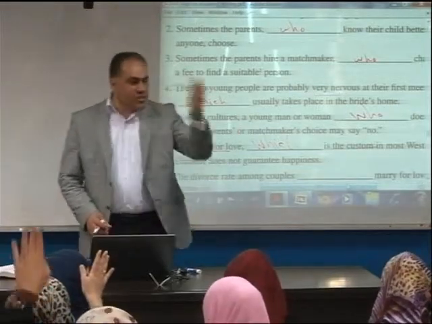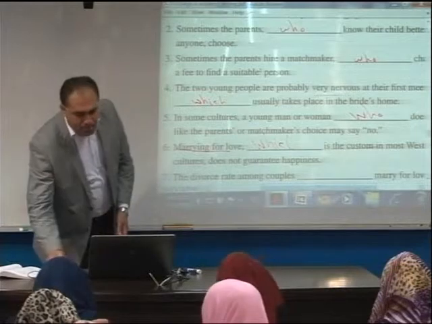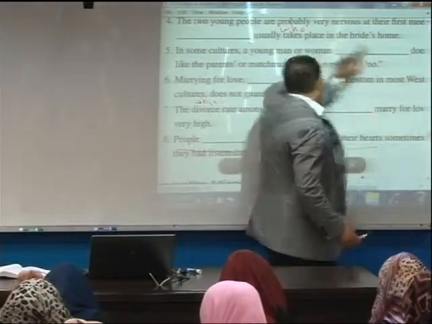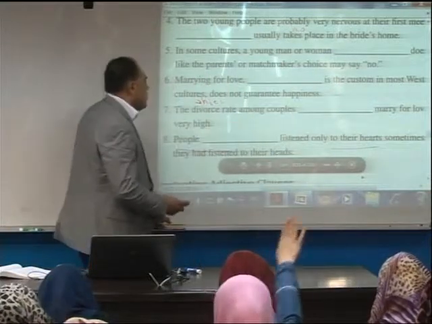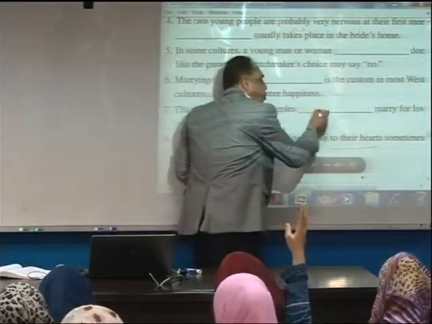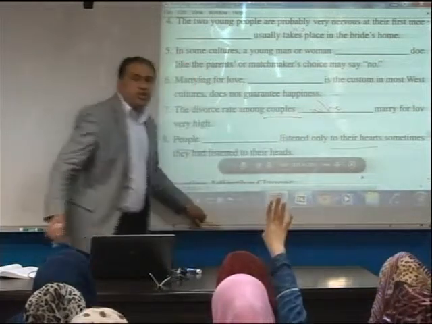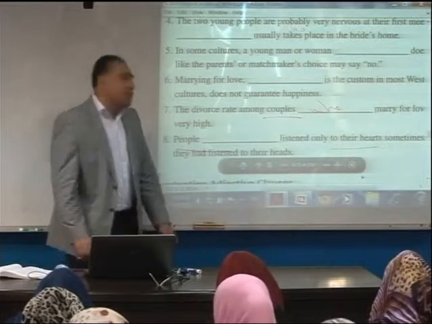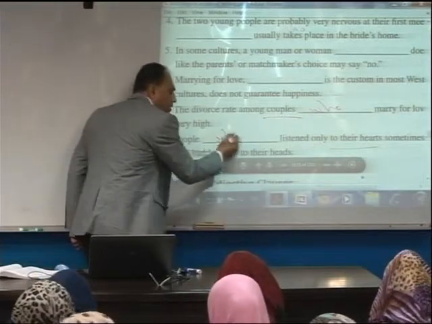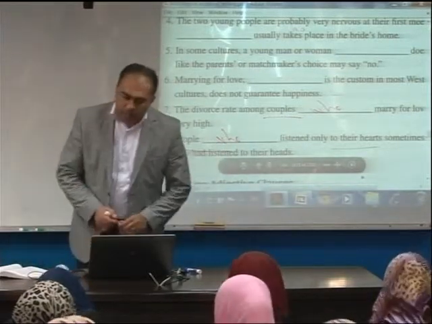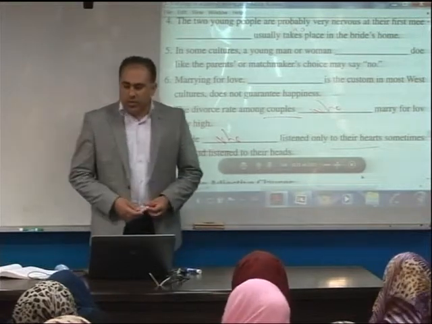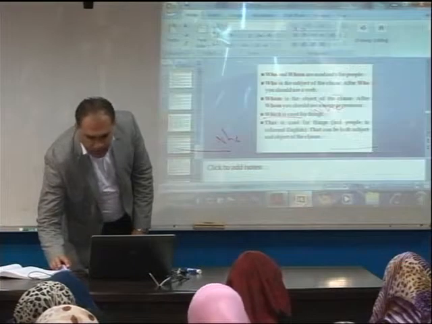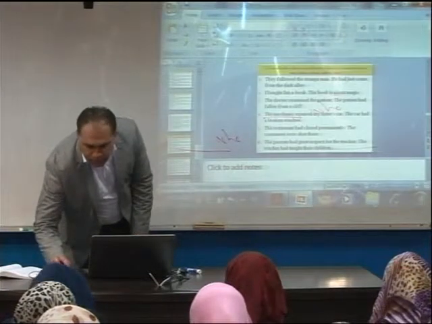And number 7. The divorce rate among couples who marry for love is very high. Very nice. So the divorce rates among couples. So we have to use who. Why is that? Because this refers to people, couples, men and women. Okay. And finally, people who listen only to their hearts. Very nice. So people who listen only to their hearts. Sometimes they should listen to their heads. Is this clear? All right, let's do one more activity on this.